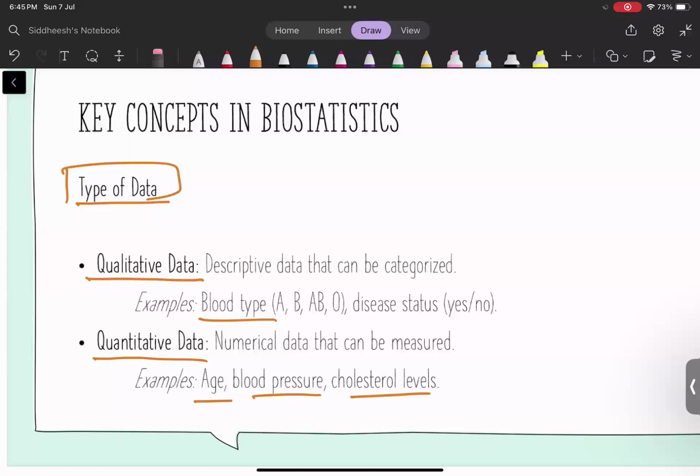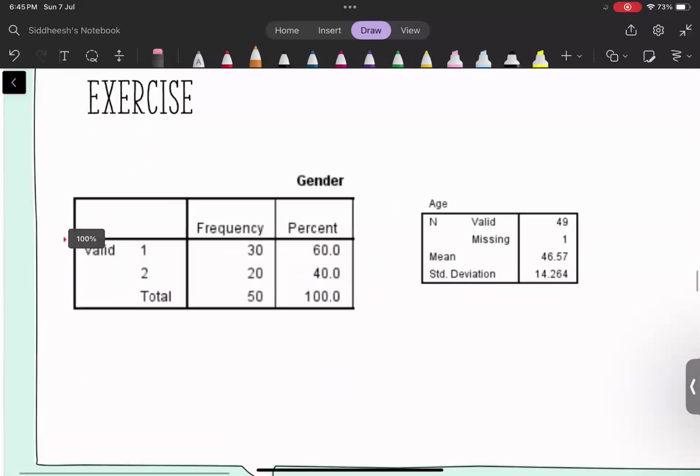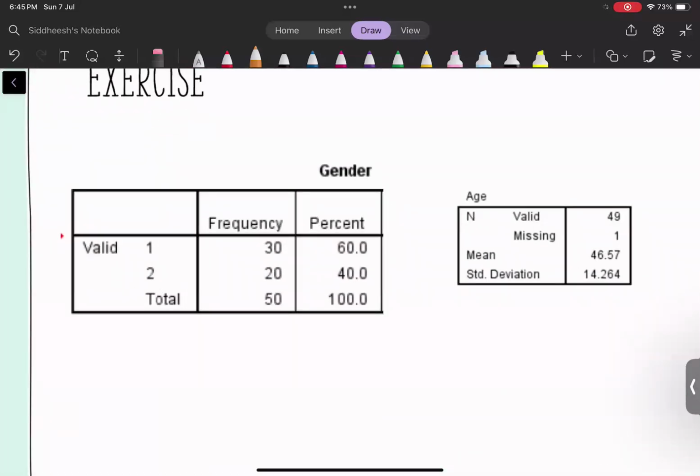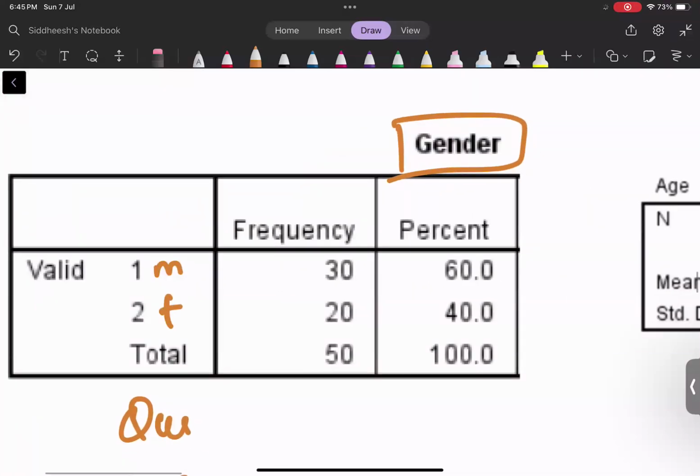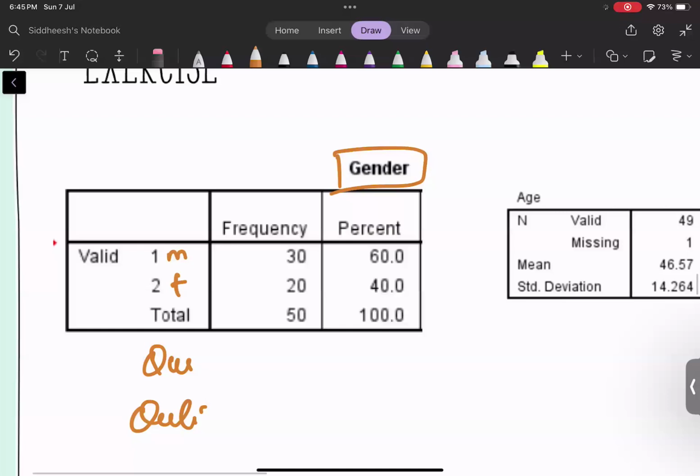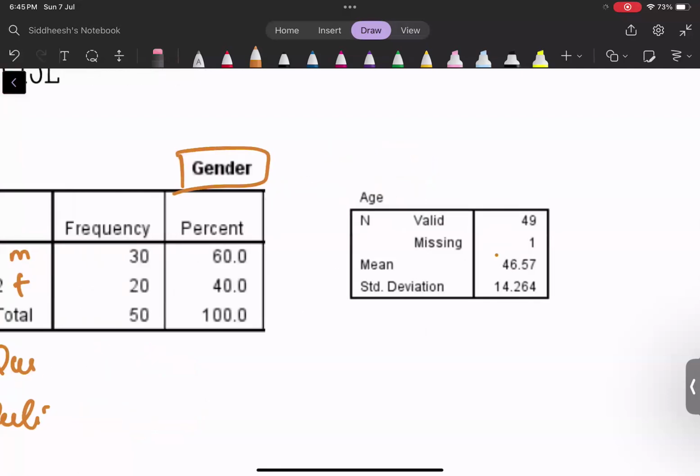Done. Simple things. Now let's do one exercise. Now this part, the first table is what? Gender. So this is what? Quantitative or qualitative? Answer me. Okay, suppose one is male, two is female. Now answer me. This is what? Correct. What about the other one? Suppose I'm taking the age now. That is mean plus minus SD.